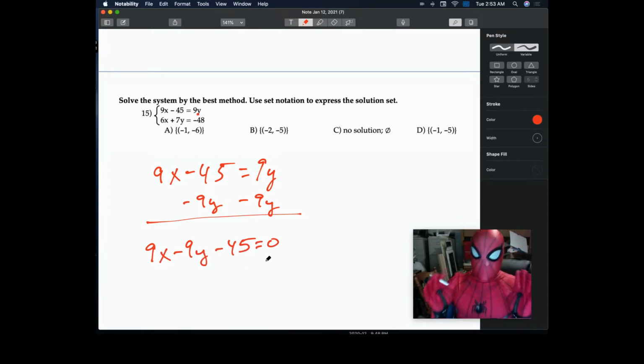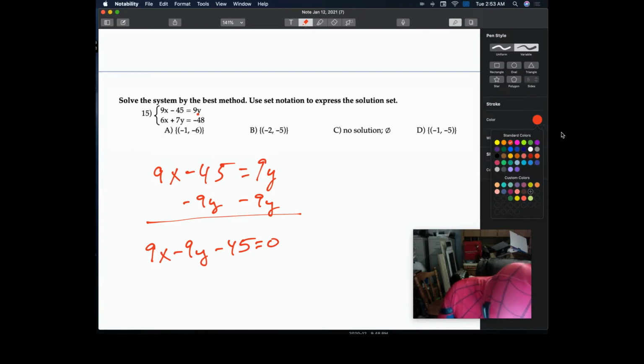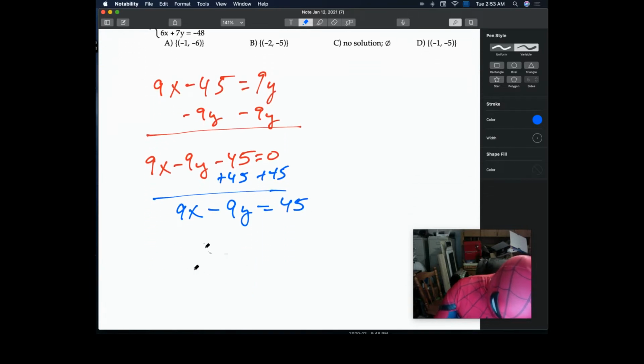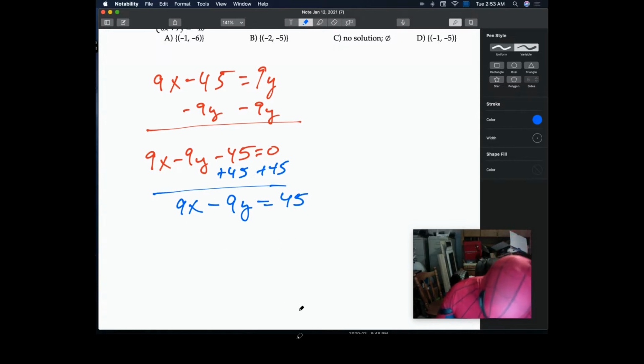Now, that looks a little crazy because we got 9x, 9y, and negative 45. But that's okay. I can easily just add 45 to both sides. So you have 9x minus 9y is 45. And what's also really nice about this, and this is a very advanced move, is that all of these are divisible by 9. So if they're all divisible by 9, why don't we just divide through by 9? And so I have x minus y equals 5.